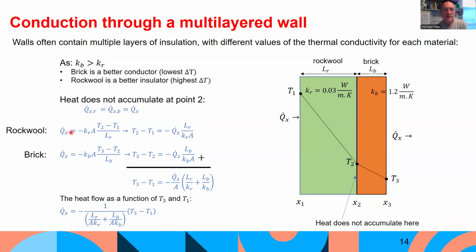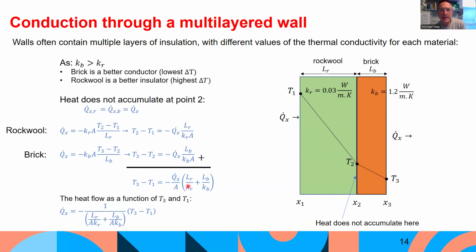So if we look at Fourier's law here, and we transpose it for the rock wool to get the delta T on its own, this is the expression that we get. If we consider the brick now and Fourier's law and transpose it to get the delta T on its own, this is what we get. So now instead of considering the temperature across the rock wool and then the temperature across the brick, we consider the temperature across the two layers. And to do that, we add up both of these terms together, and this is what we get.